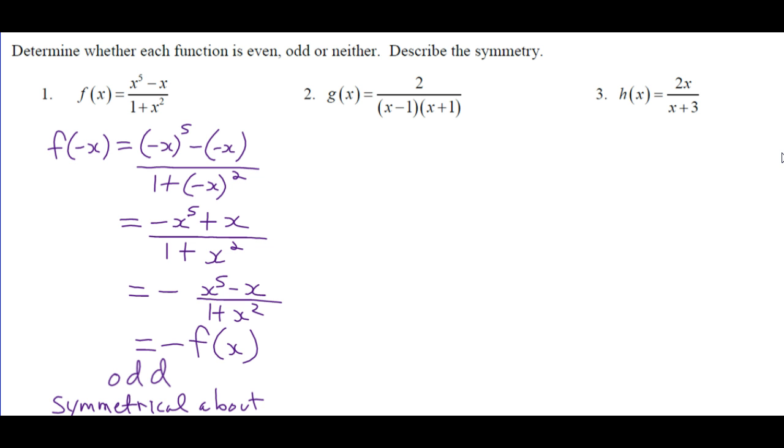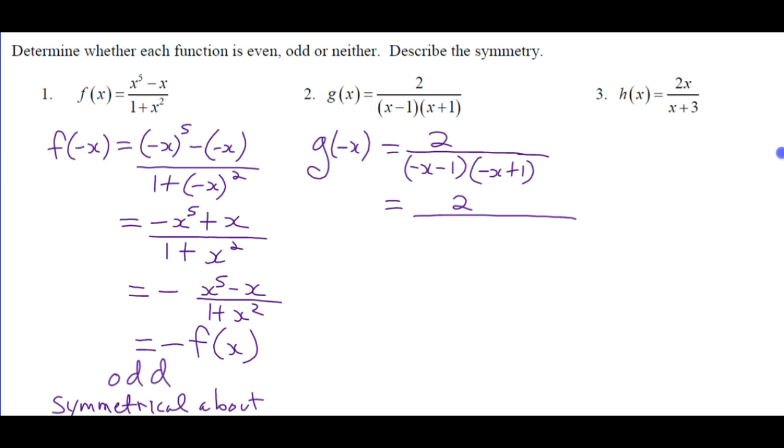Okay, g of x. So what are we going to do? We're going to do g of negative x. So everywhere I see x, I'm going to replace it with negative x, right? So this becomes negative x minus 1, and this becomes negative x plus 1. Well, okay, if we factor out the negatives, so this would be the negative of x plus 1, and this is the negative of x minus 1.